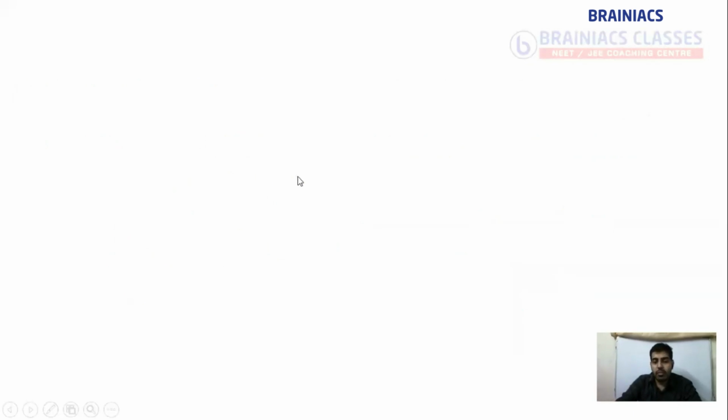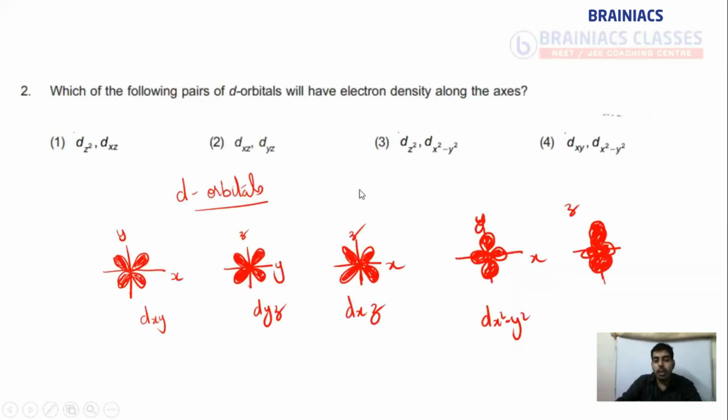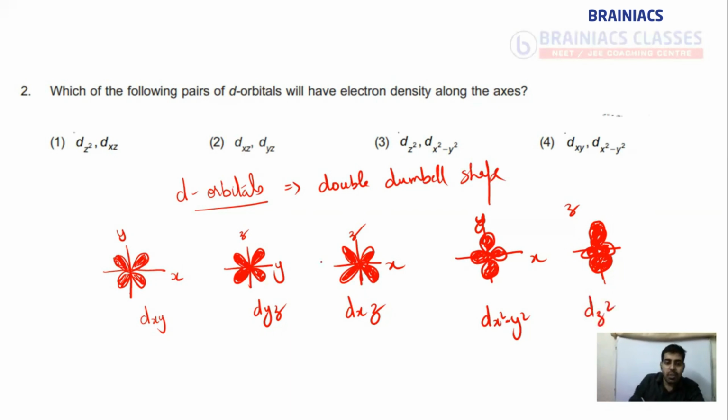So the d orbitals possess a double dumbbell shape. Except dz square, the rest of them have a double dumbbell shape, right?